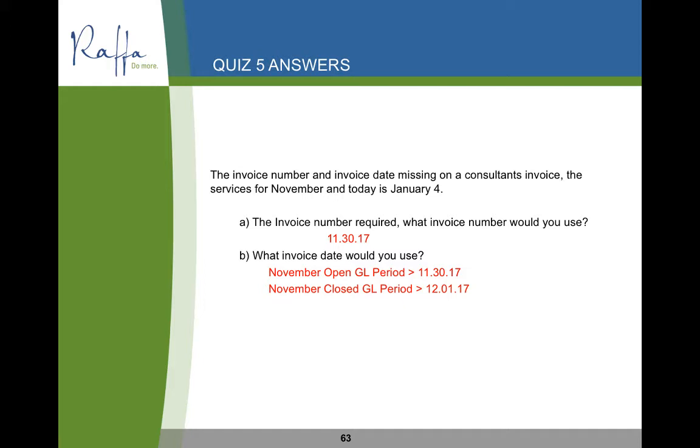And then if November was closed, I'm assuming December's still open. It's too early in January. Therefore, I'm going to use GL period December, and I'm going to give this an invoice date of the first day of the month to indicate that it might be high probability a prior period expense recognized in the current period. It was immaterial, so we did not open the period.